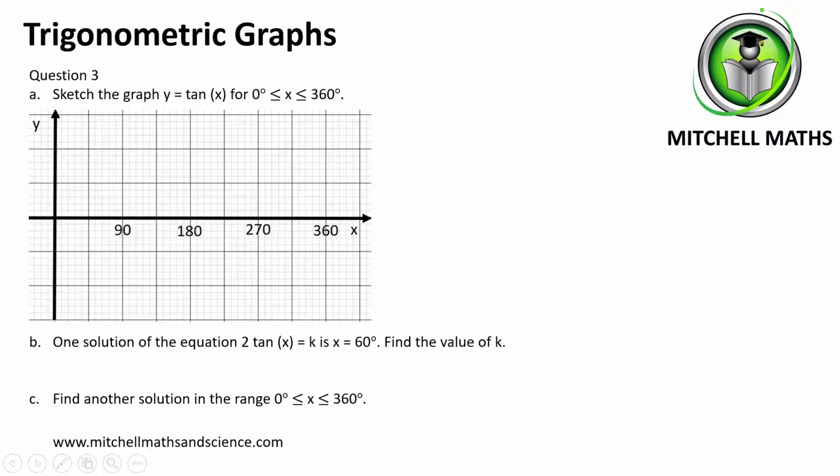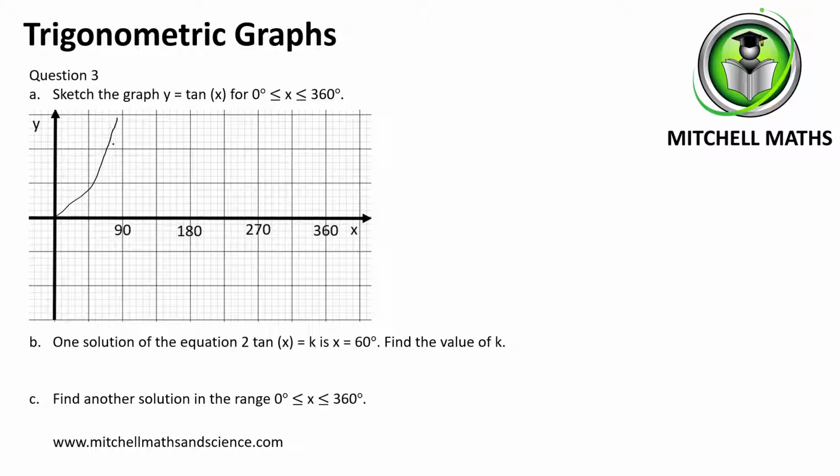Question 3 is sketch a graph of y equals tan x. Now the graph y equals tan x does deviate a lot from these other two graphs. It is very, very different. It repeats itself every 180 degrees. It starts at 0, 0 and it curves upwards towards 90.